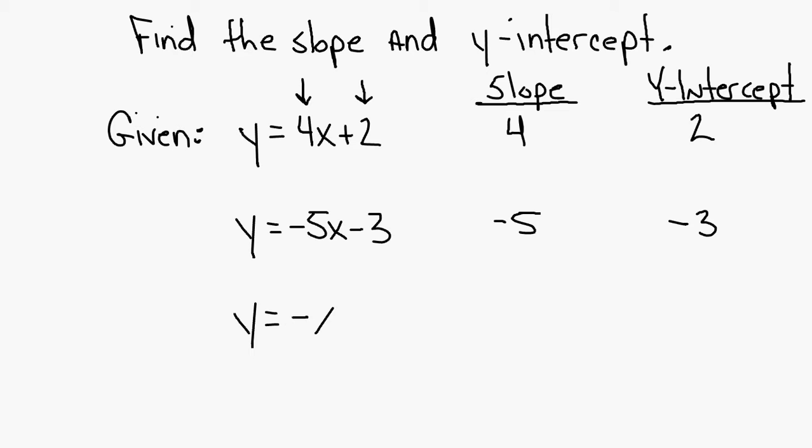Y equals negative x plus 7. Okay, again, whatever is in here is the slope. Between the equal sign and the x is the slope. So in this case, what is the slope? What does that negative represent? Very good. This negative right here represents a negative 1. And what is the y-intercept? Positive 7, good.